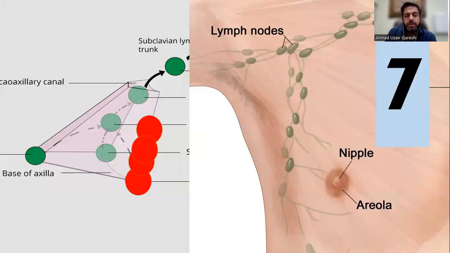So first we need to see the examination of the medial group. If you can see here, the medial group of the nodes lie just under the pectoralis major fold on the anterior side. So if we're going to examine it from the front, you need to examine it from the front end, and you palpate all the lymph nodes in that area.